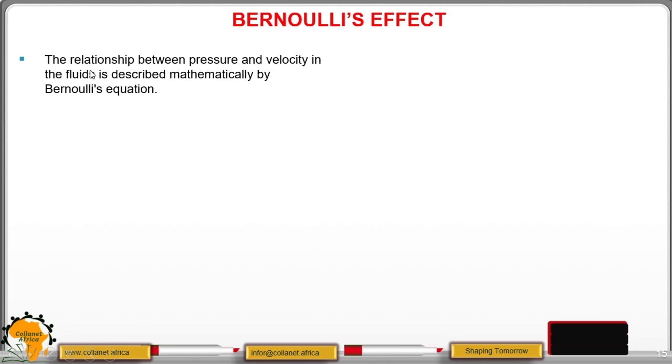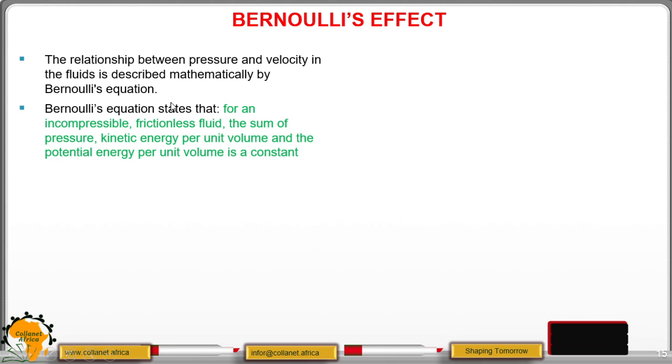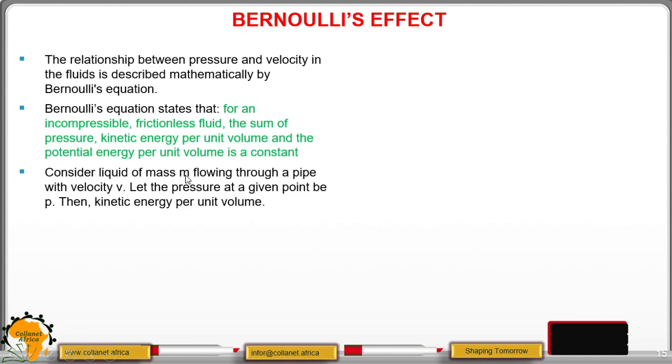Then we have the relationship between pressure and velocity in the fluid, which is described mathematically by Bernoulli's equation. Bernoulli's equation is very important in physics and in engineering because it helps us to describe how fluid moves. Bernoulli's equation says that for an incompressible frictionless fluid, the sum of pressure, kinetic energy per unit volume, and potential energy per unit volume is constant. So it is a kind of energy conservation equation.